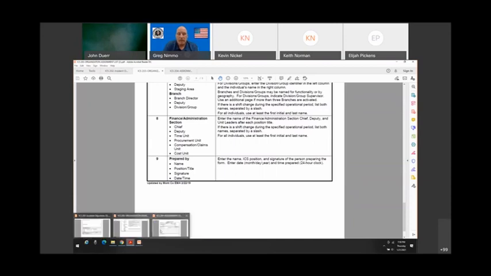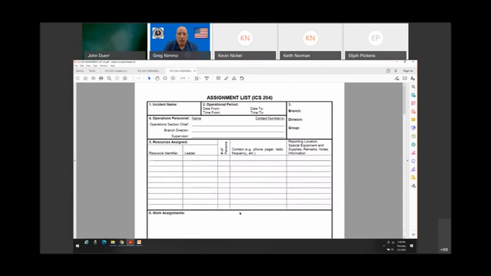So let me jump to the 204. Again, you want to have your incident name on here, operational period, and any groups, divisions, or branches that you're going to have. We're going to list those out. Your operations personnel: who's the person that's going to be your operations section chief, or whatever branch, division, or group you're functioning in.